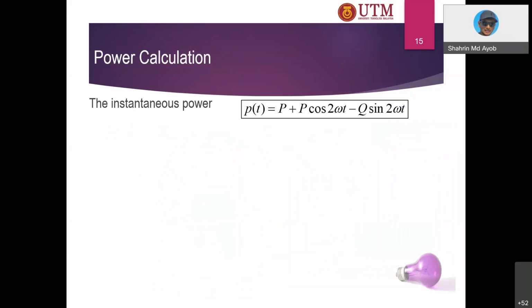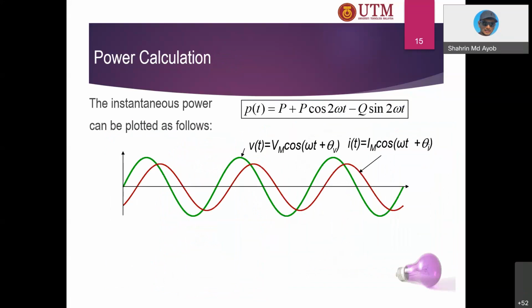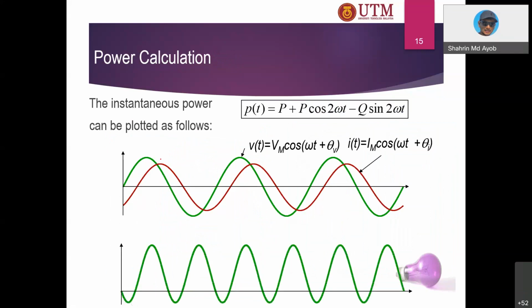So from here, the instantaneous power, we already know the equation. So this p(t) is equal to P plus cos 2 omega t minus Q sine omega t, and it can be plotted as follows. Okay? So this is your voltage and the current. And this one is actually the plot of your instantaneous power.